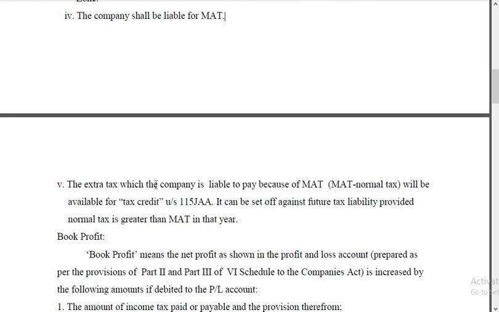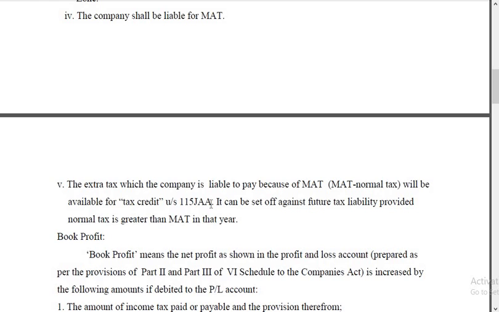The extra tax which the company is liable to pay because of MAT, that is MAT minus normal tax, will be available for MAT credit or tax credit under section 115JAA. It can be set off against future tax liability provided normal tax is greater than MAT in that year. Supposing this year MAT is 3 lakh and tax on total income is 2 lakh, then the MAT credit is 3 lakh minus 2 lakh, 1 lakh is the MAT credit. So this can be carried forward.